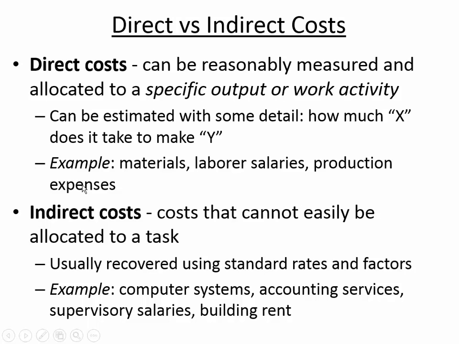Now, instead of accounting for the specifics, what it says here in the first bullet point is it's usually recovered using standard rates and factors. What we mean is that we'll just come up with a percentage and then add that percentage on top of our direct costs, and that's how we recover for the indirect costs. And you've seen something similar to this. If you go to a restaurant, sometimes at the bottom of the bill, it will say service charge. And maybe they're including a 10% service charge, or maybe they're including a 20% service charge.